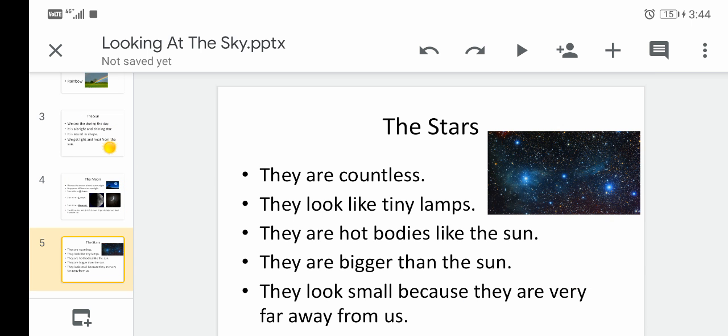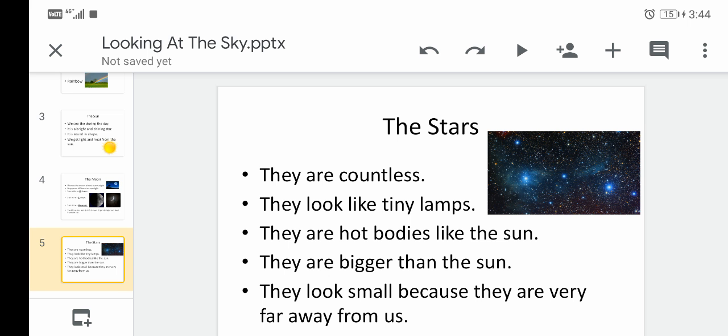Now the stars. We see the stars also at night, and they are countless. What do we mean by countless? By countless we mean that we cannot count them. There are too many that we cannot count them. And they look like tiny lamps. They are also hot bodies like the sun.